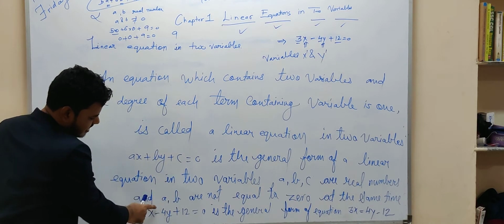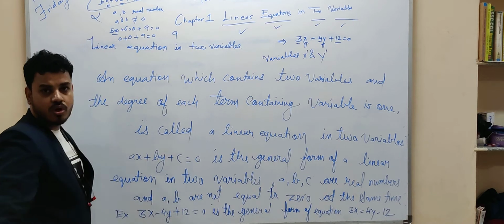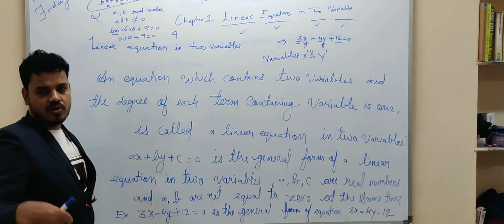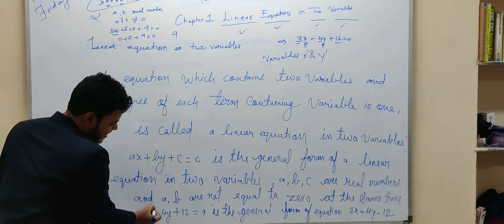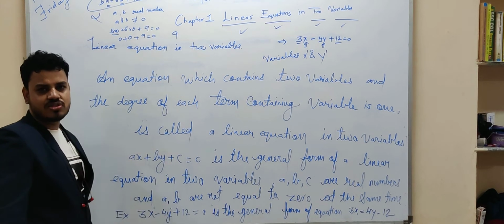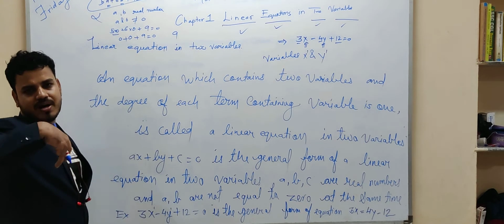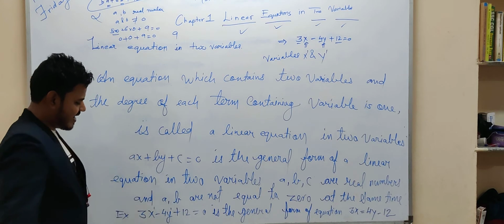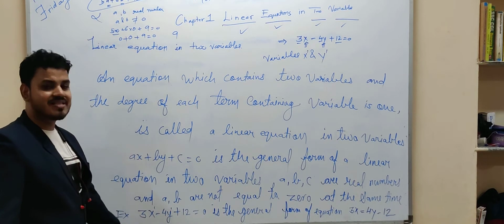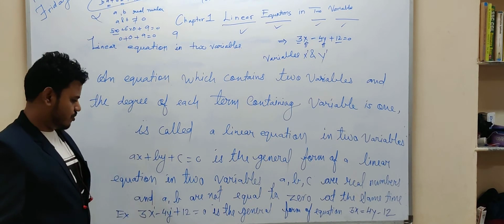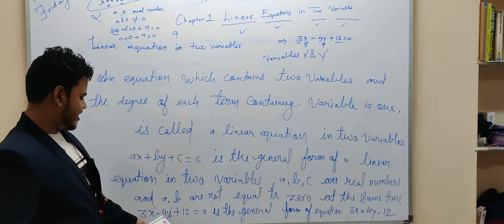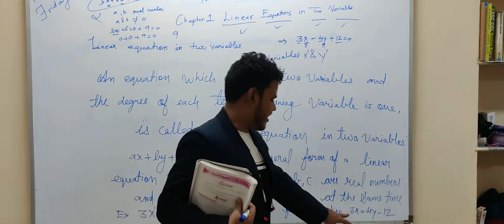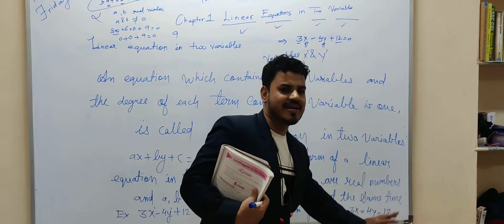Suppose here there is nothing, no 1, no 0, no 2. It is blank, we can't see it over here, but it is for understanding purposes. If there is nothing, it means there is 1. Understood? So the degree of the variable should be 1, and also the coefficients should not be equal to 0. So this is the example: 3x minus 4y plus 12 is equal to 0. This is the general form of the equation. 3x equal to 4y minus 12.